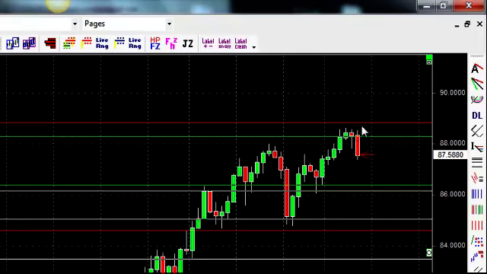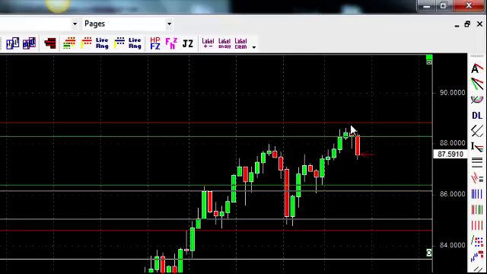But right now we're talking about a 53 pip stop loss, and I tell people never to risk more than 2% of your account balance on one trade. So if you've got an account balance of $1,000, you want to make sure that if you sell here and you get stopped out on this trade, you do not lose more than 2% of your account balance, which would be $20 on $1,000, right?